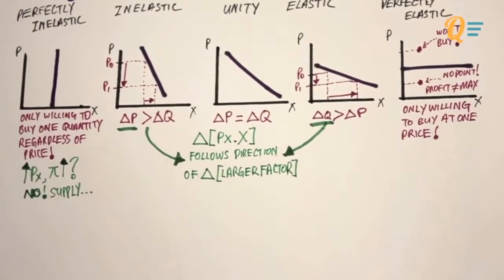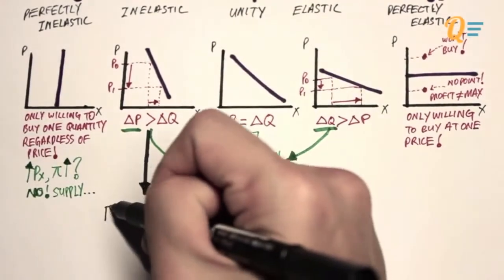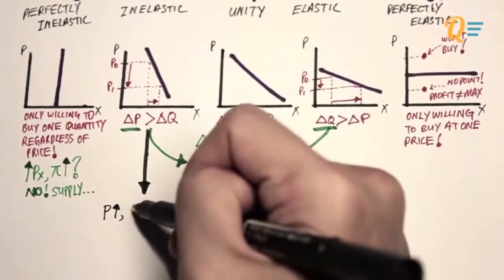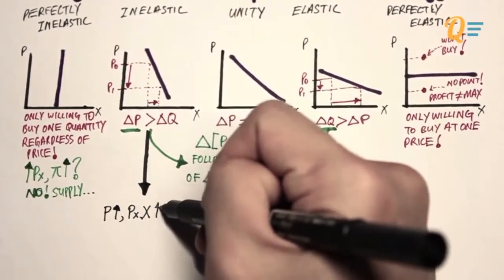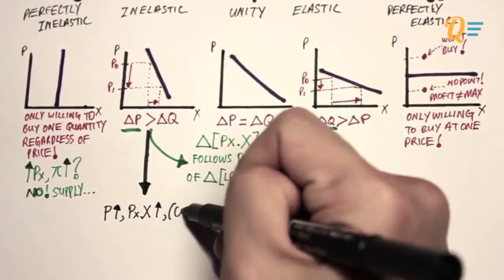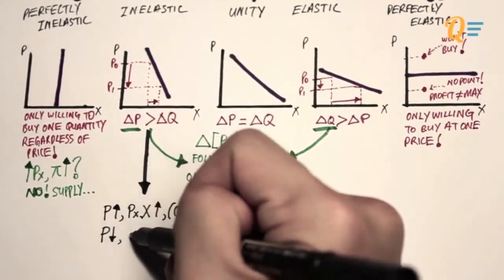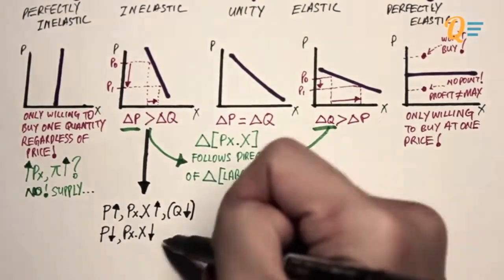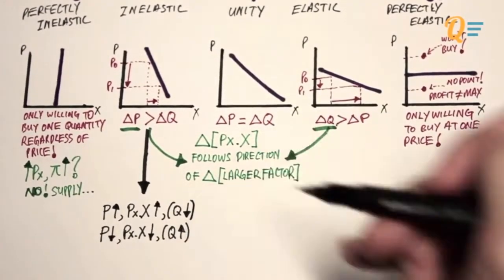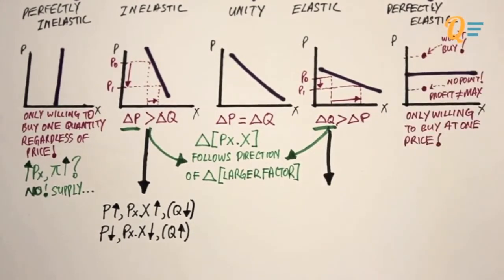I'm now going to use some examples to show you exactly what I mean by expenditure following the direction of the larger factor. So let's say if the demand is inelastic and the price of X is going to increase, what I mean is that the expenditure on X is going to increase as well. So expenditure is also following the opposite direction of the smaller factor, which in this case is quantity. So if the price of X were to decrease, then the expenditure on X will decrease. As you can see, there's a positive relationship between price and expenditure on X.